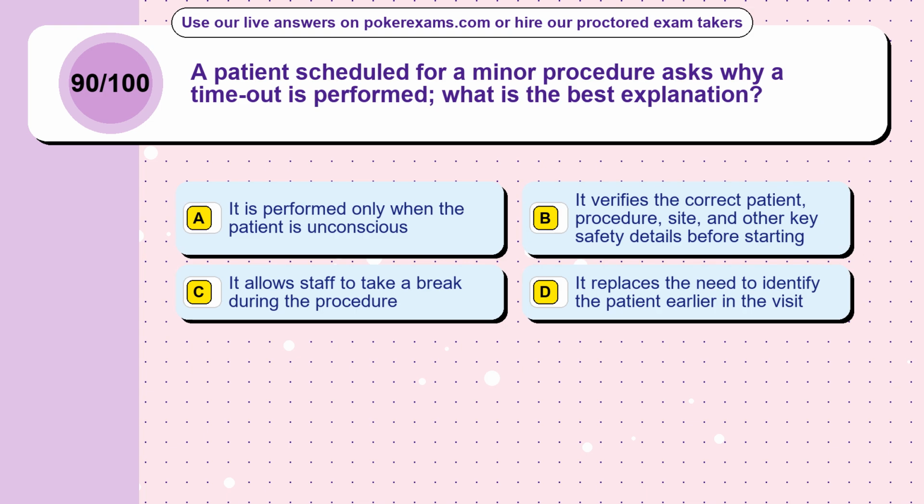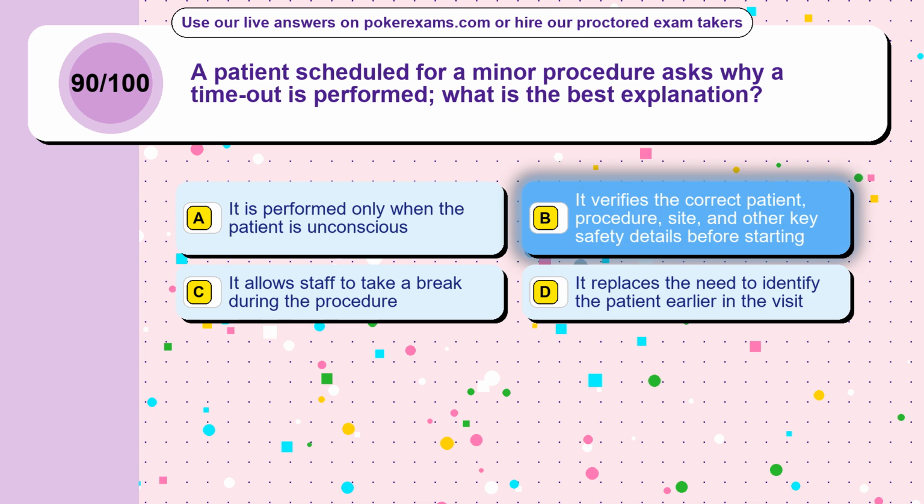Question 90. A patient scheduled for a minor procedure asks why a timeout is performed. What is the best explanation? Option A. It is performed only when the patient is unconscious. Option B. It verifies the correct patient, procedure, site, and other key safety details before starting. Option C. It allows staff to take a break during the procedure. Option D. It replaces the need to identify the patient earlier in the visit.